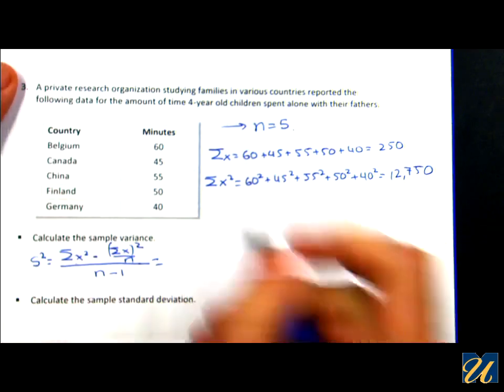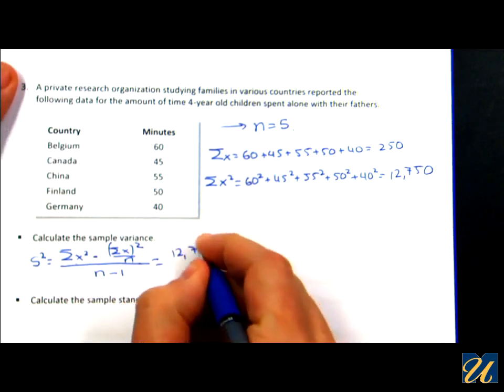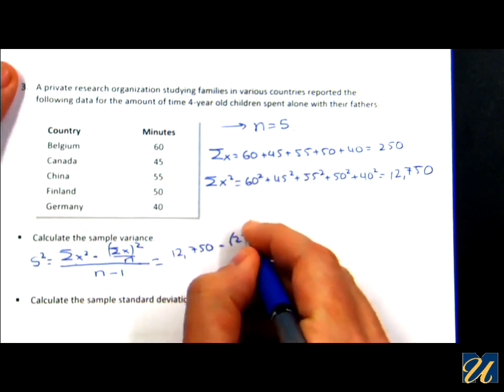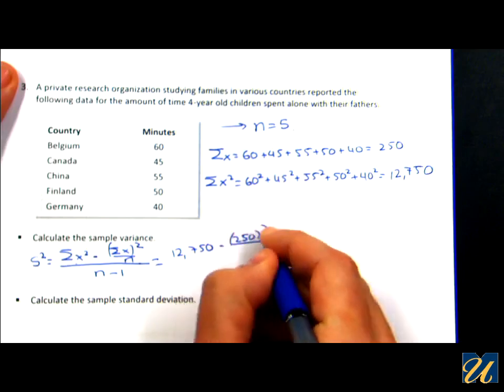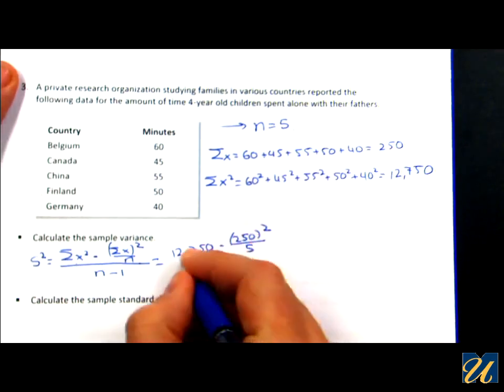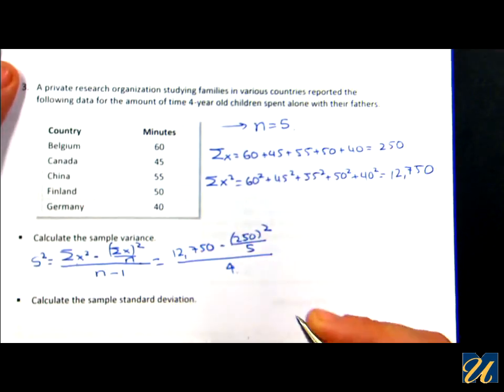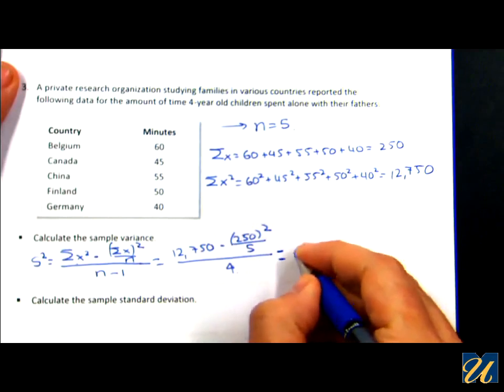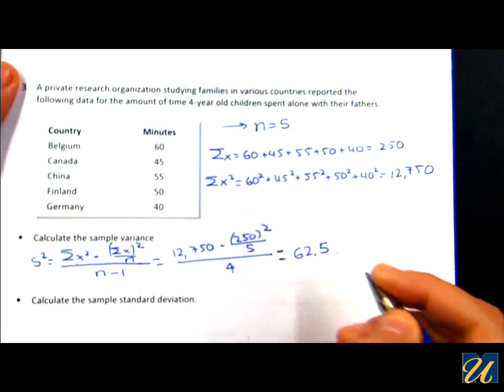We go back to our formula and we plug in the information. Sum of the squared entries, 12,750 minus the sum of all the entries, 250 squared, over n, which is 5, and all of this over n minus 1, 5 minus 1, 4. So this will be equal to 62.5 for the variance.